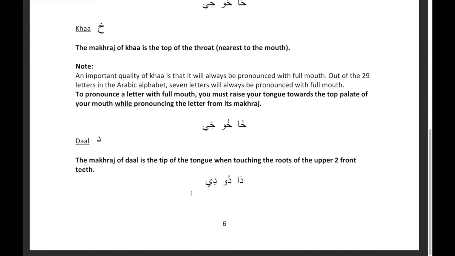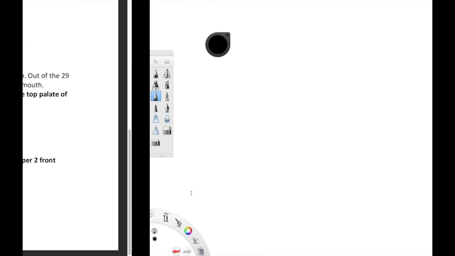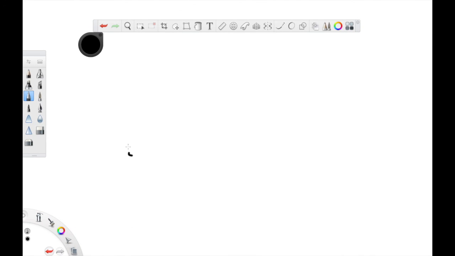Next is dal. The makhraj of dal is the tip of the tongue when touching the roots of the upper two front teeth, which is the same makhraj. Not the exact, but it's grouped with ta, because it's the tip of the tongue when touching the roots of the upper two front teeth. So the same thing I mentioned earlier, this is your tongue, this is your tip.